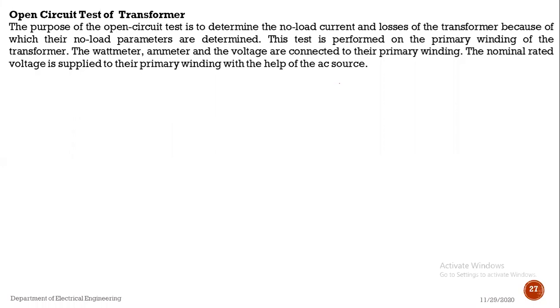So the no load parameters are the no load current I0, the no load working component and the magnetizing component, that is Iw and I mu, and the no load resistance and no load reactance, that is R0 and X0, we are determining. So this test is performed on the primary winding of the transformer. This test ही जी टेस्ट आहे ती प्रायमरी वाइंडिंग वरती परफॉर्म केली जाते.